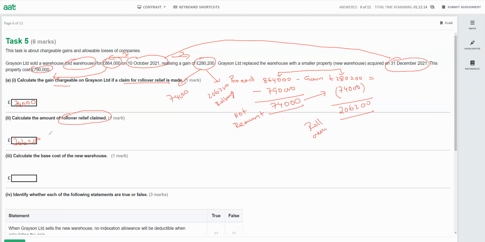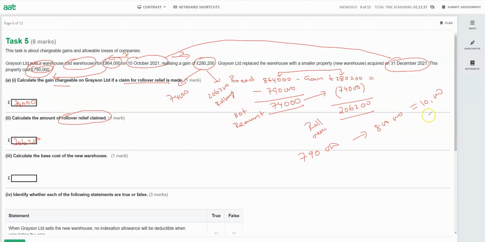Now this one is a little bit important to understand. The base cost for the new property: the original cost is 790, but we're not going to follow 790. Remember that, because out of 790 we claimed some rollover relief, and the base cost will always be reduced by the money we have claimed for the rollover. Because in future, if I sell this asset, for example, this asset I'm buying now for 790, if I sell it for 800,000, then my gain will be only 10,000.